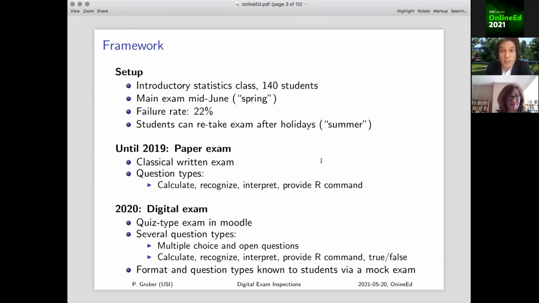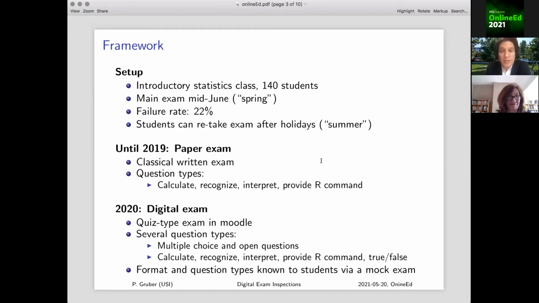In 2020, we, of course, like everybody else, had to move to a digital exam style, and the digital exam is done in our learning platform. It's a quiz in the Moodle learning platform, and what I'm telling you can be implemented in basically any other digital learning or digital exam format. So this is nothing very specific to the learning platform that we have been using.